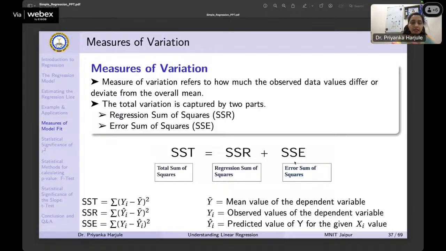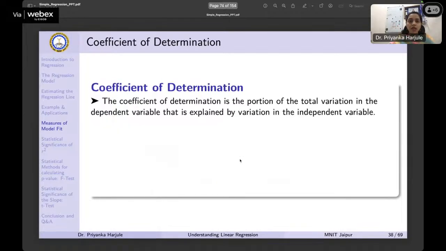This we have already seen. It compares the actual y value with the predicted values. So this is the part which the model has not explained, and this is the part which the model has explained. So the total is the explained plus the unexplained variation. Why are these terms very important?